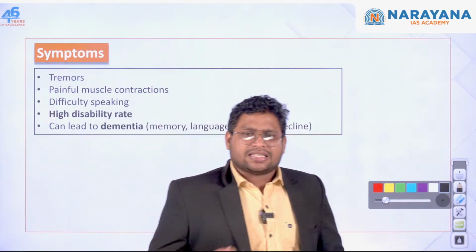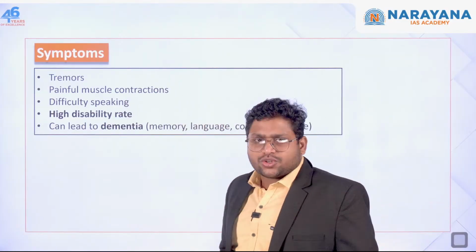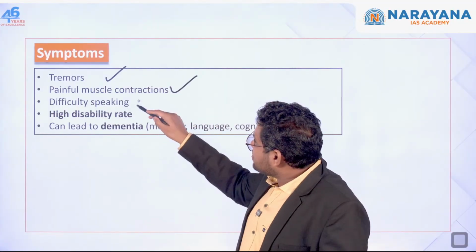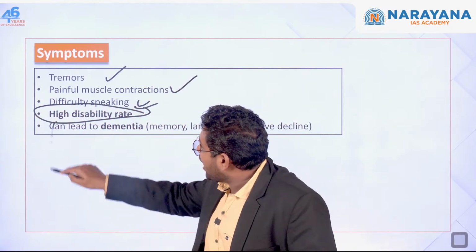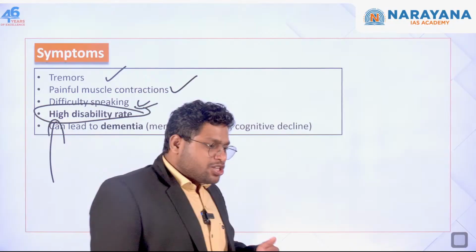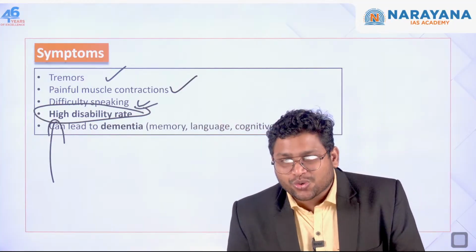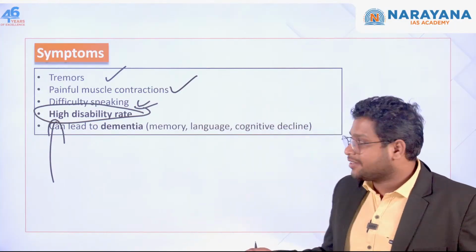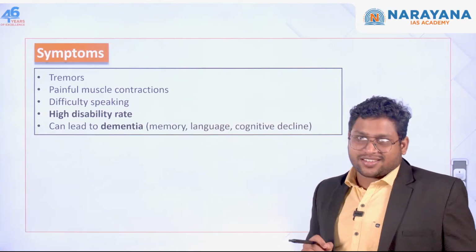Now, when a person is going through this Parkinson disease, what kind of symptoms will he show? Some tremors, painful muscle contractions. While speaking, there will be some difficulty. And this is the major thing that we observe, a high disability rate. Your brain has the major role to play in your entire body. The brain is giving signals, telling you what to do and what not to do. And when brain cells are affected, that can lead to disability of any kind. So this disability rate is very high in people suffering from Parkinson disease.